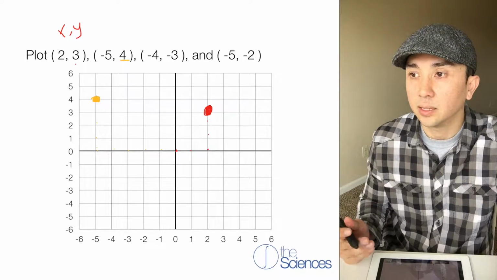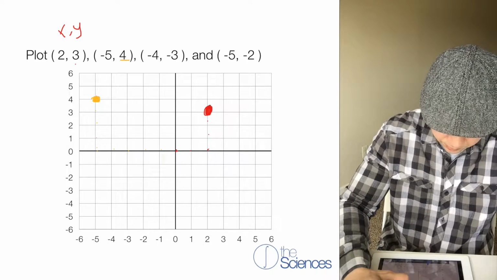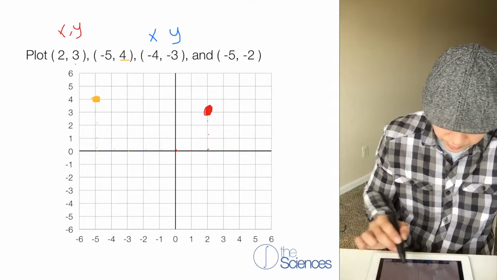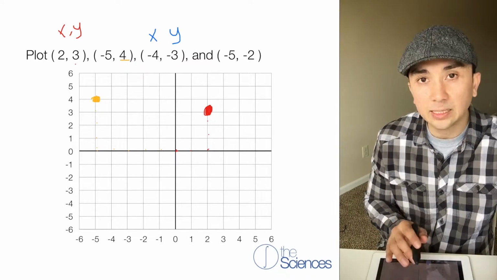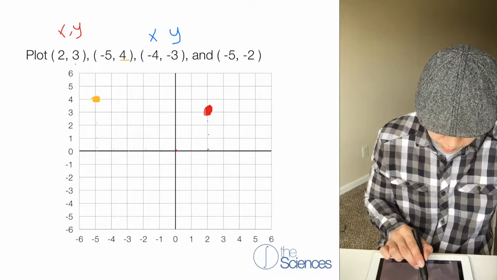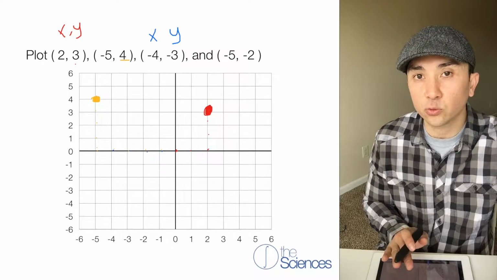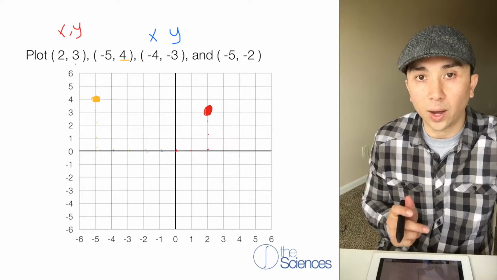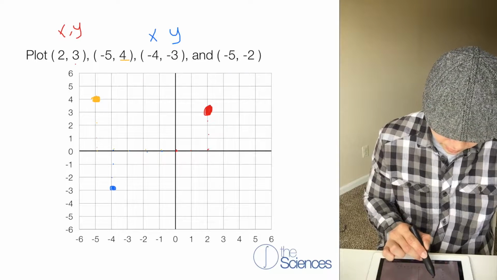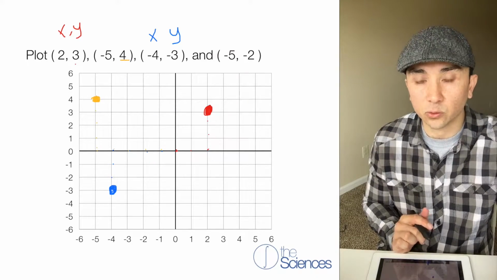Now let's plot (-4, -3). So -4 is the x-coordinate and -3 is the y-coordinate. So on the x-axis, we're going to go 4 places to the left. So we're going to go 1, 2, 3, 4. And then we're going to go 3 places down on the y-axis. So we're going to go 1, 2, 3. So that's the plot for (-4, -3).